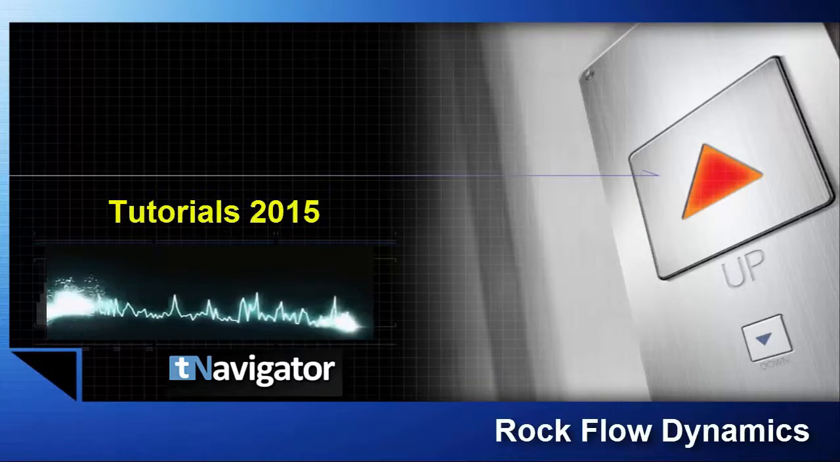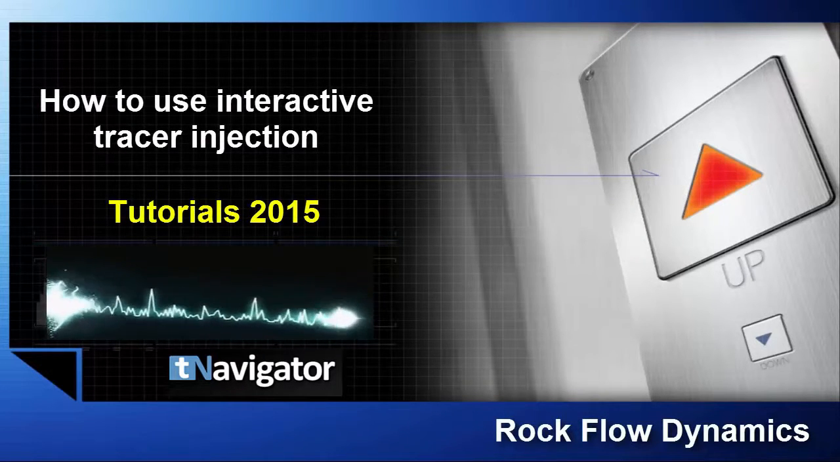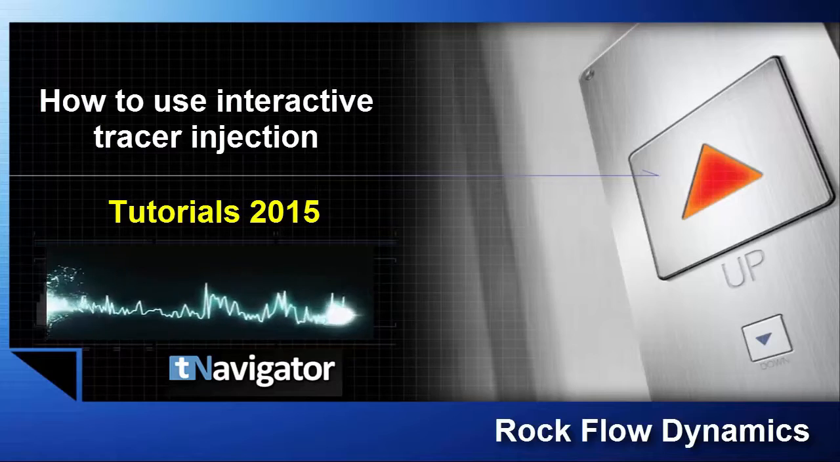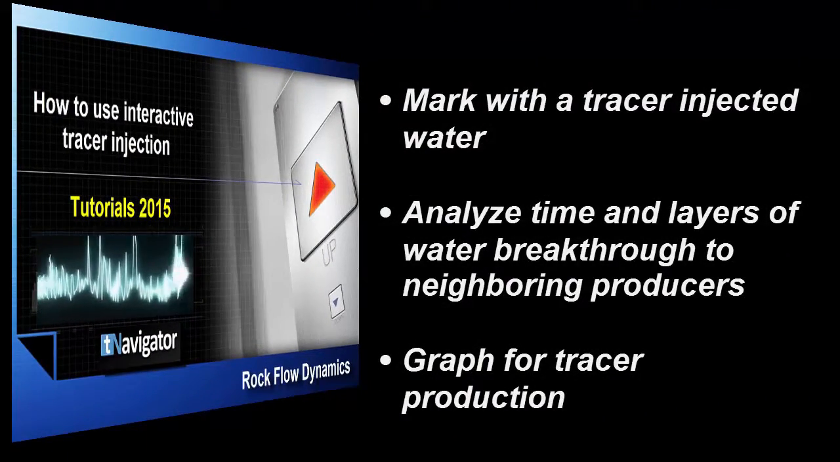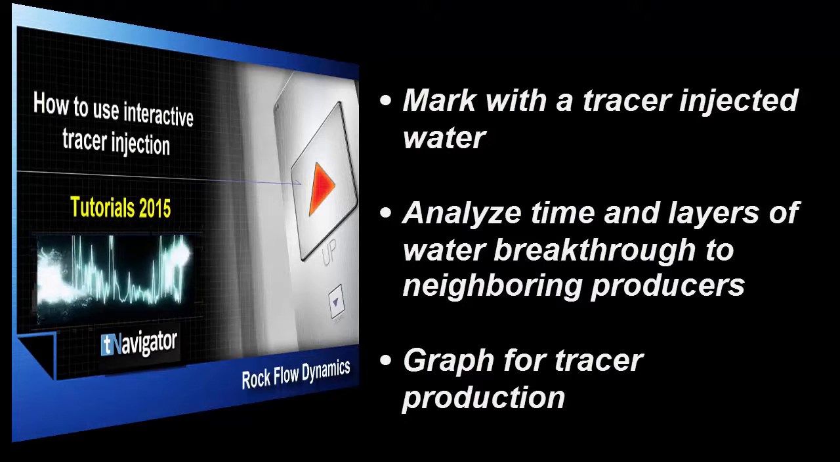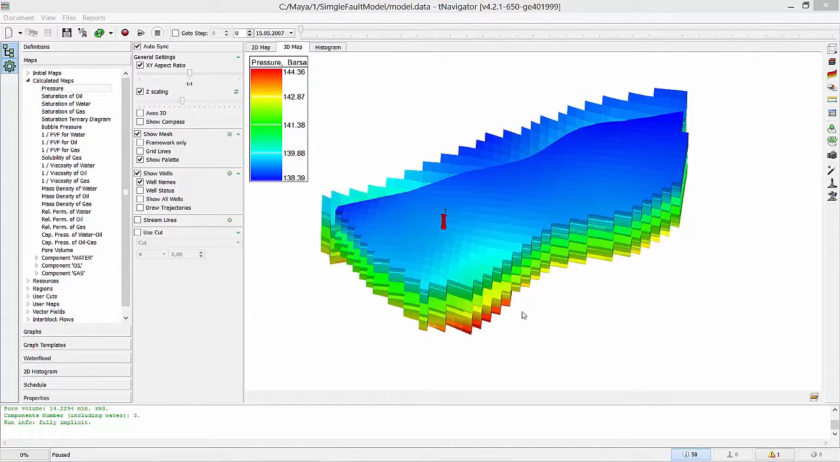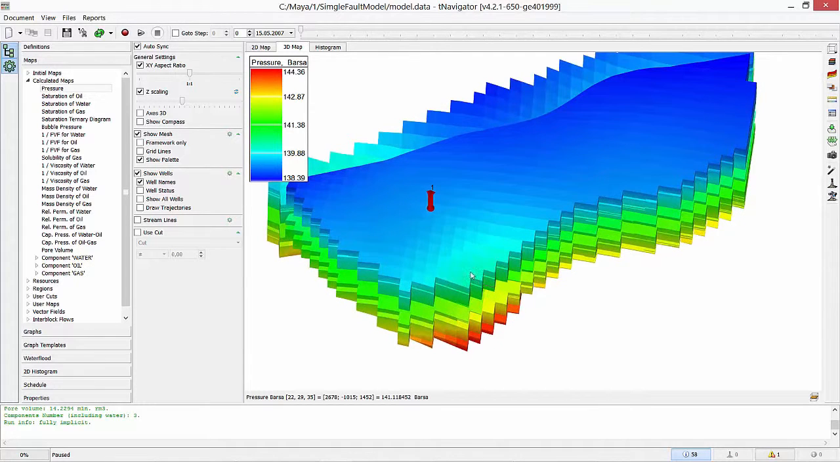In this training tutorial, we will use interactive tracer injection. First, mark the water injected by the specified well to see the area where it spreads in the formation. Then, we will analyze whether we have water breakthrough from our injectors to neighboring producers and the time of breakthrough. I open the model in T-Navigator and run calculations.